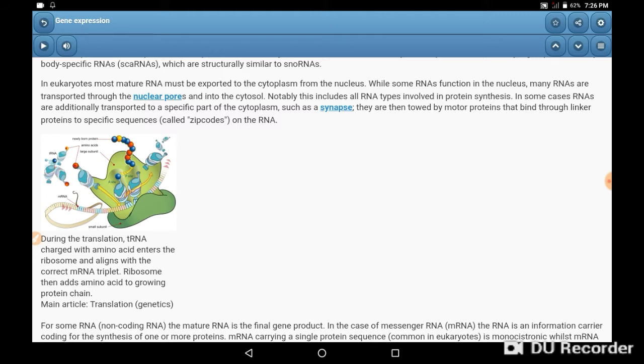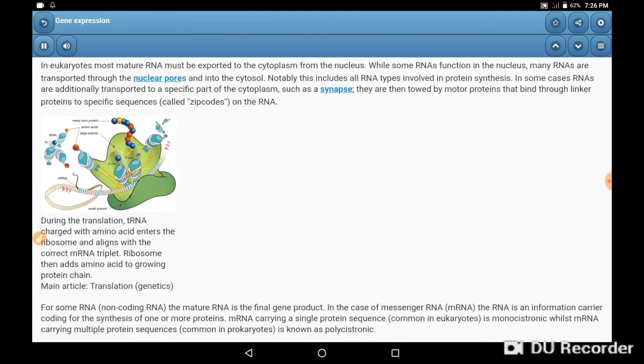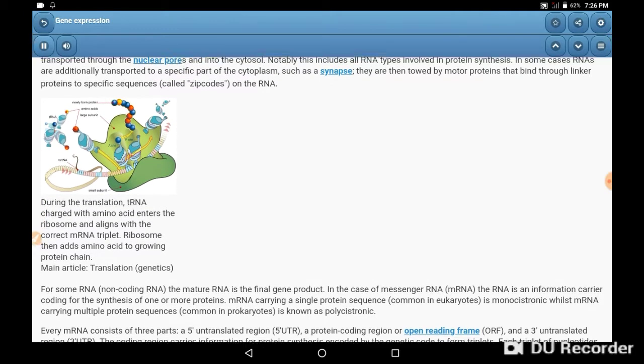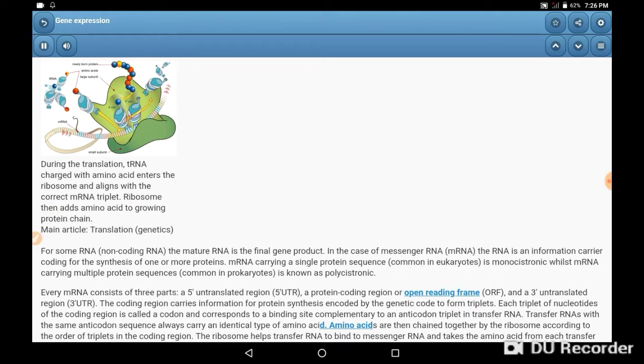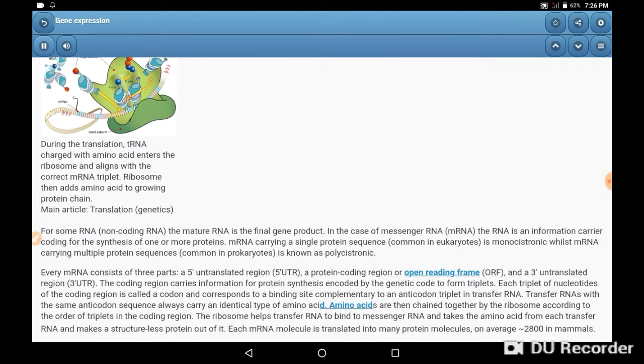During translation, tRNA charged with an amino acid enters the ribosome and aligns with the correct mRNA triplet. The ribosome then adds the amino acid to the growing protein chain. Main article: translation, genetics. For some RNA, non-coding RNA, the mature RNA is the final gene product.